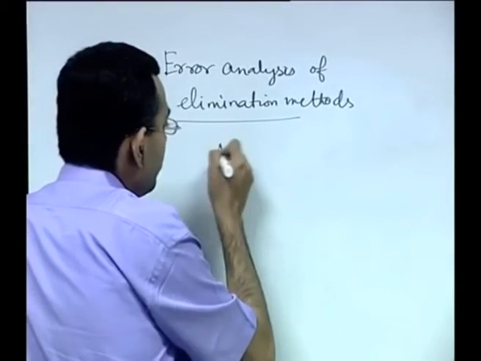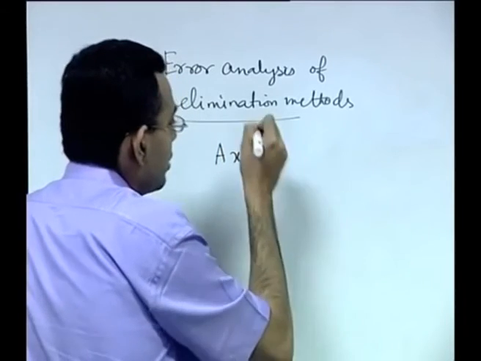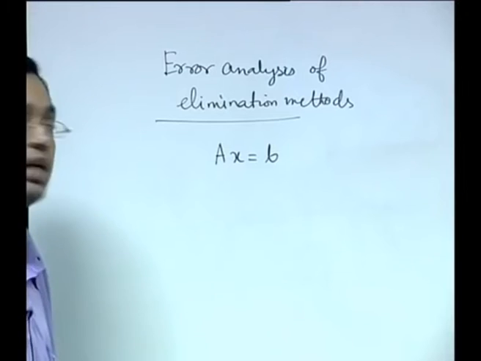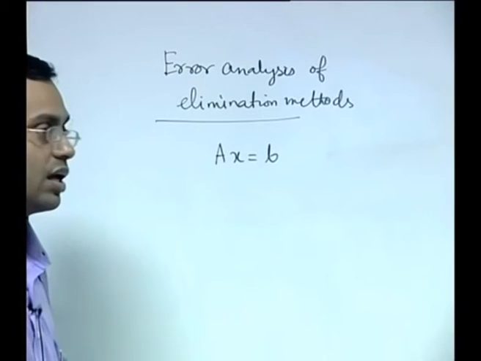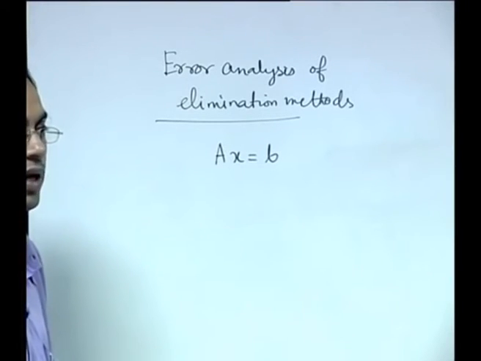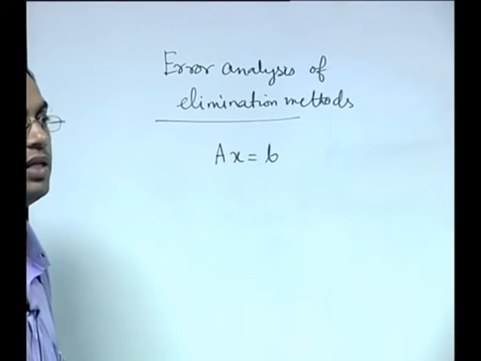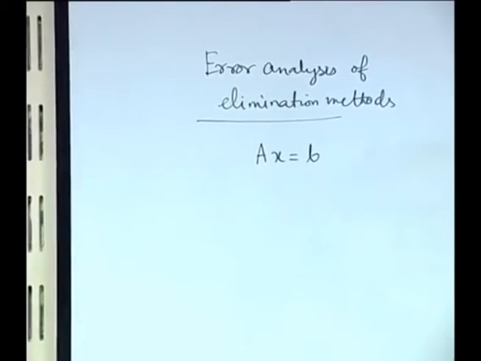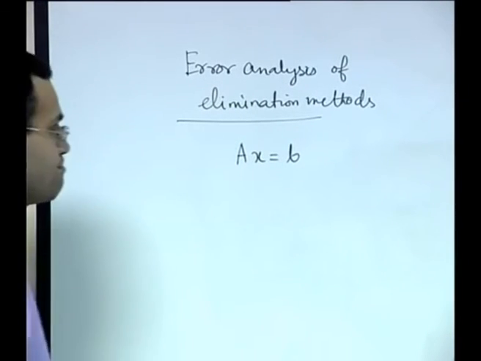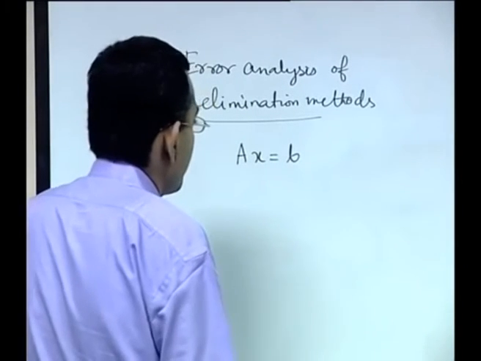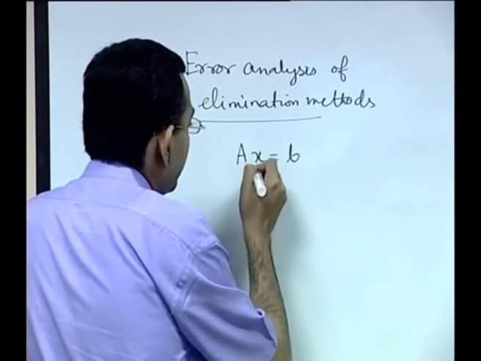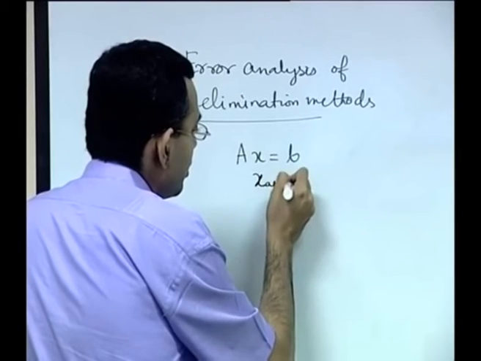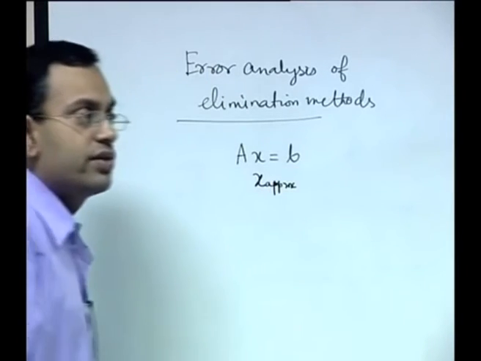So, let us say that we have a system of equations Ax equal to b, where A is the coefficient matrix, x is the vector of unknowns and b is the right hand side. And let us say that x approximate be the approximate numerical solution.